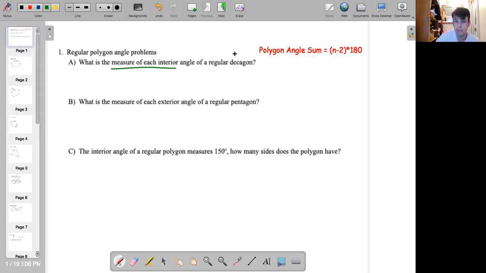So decagon means that we have 10 sides. So we're trying to figure out each of the 10 angles, right? If a decagon has 10 sides, it's also going to have 10 angles. What each of those angles would be in a regular decagon. So we're going to make use of the polygon angle sum formula. So 10 minus 2 times 180, which is the same thing as 8 times 180.